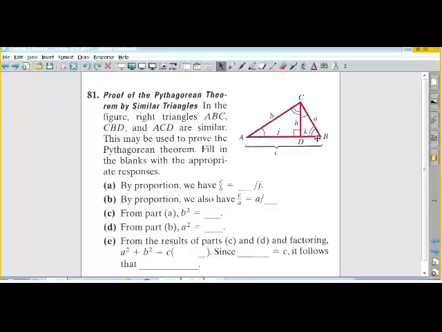So it says in the figure, what we have is actually 3 right triangles. We have the large right triangle. And if you take a line from this point and go perpendicular to this side, so this line is perpendicular to this side, you see the right angle. You create a smaller right triangle and then an even smaller right triangle.